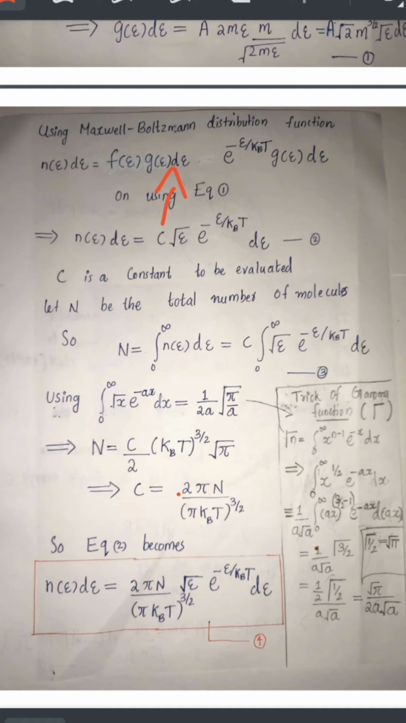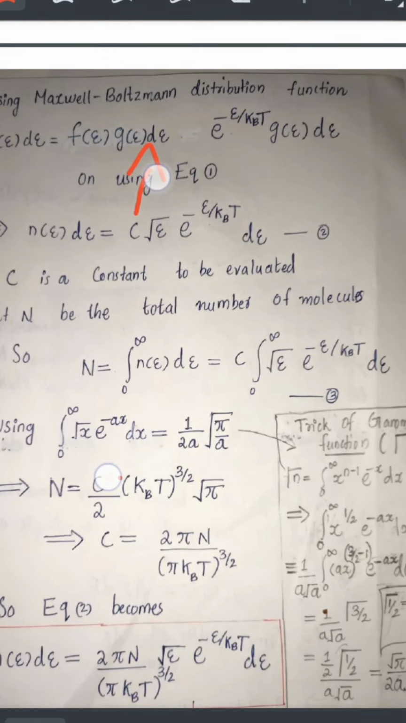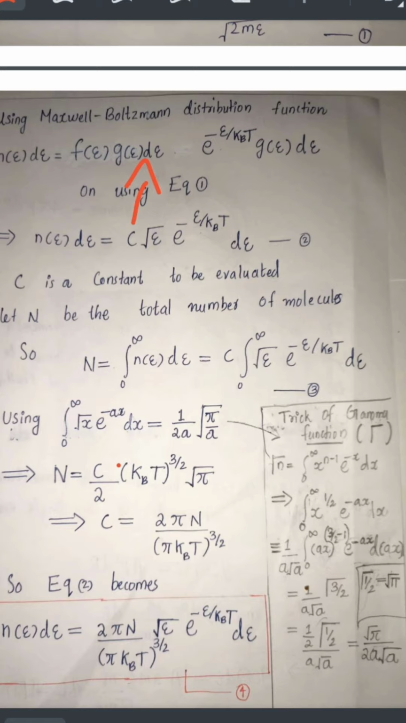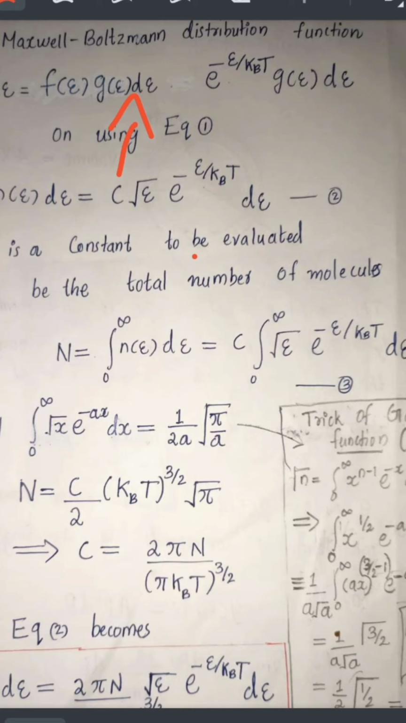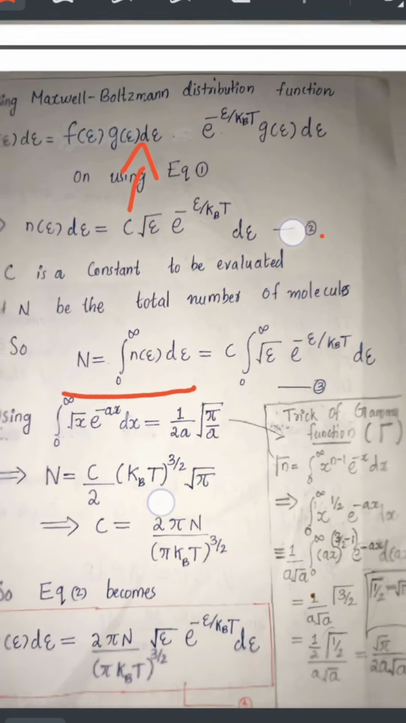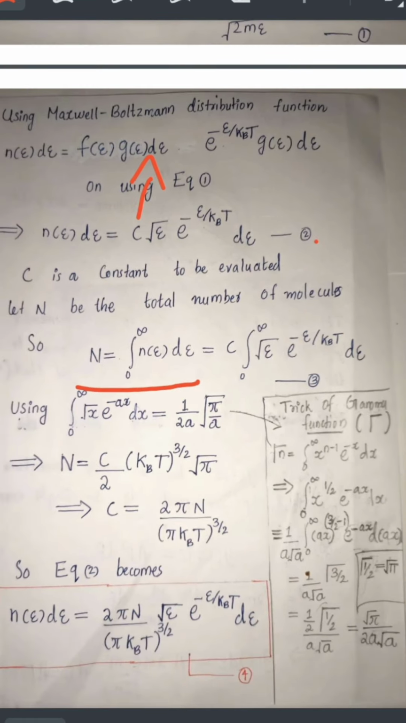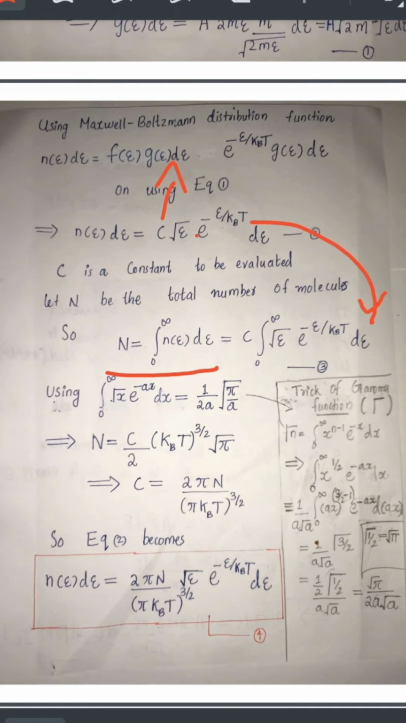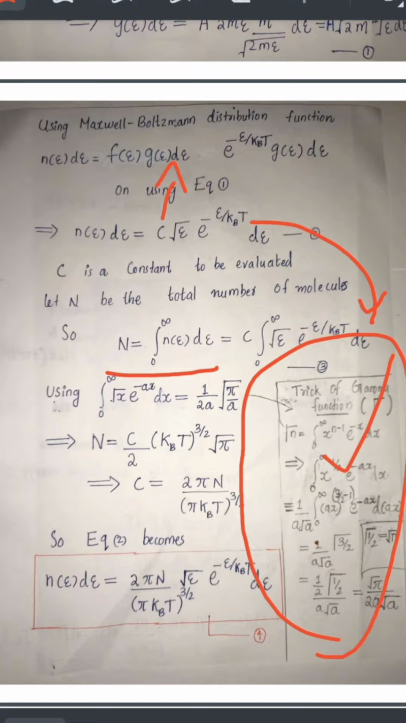We know that the total number of molecules is constant, and it can be found by integrating over all energy states. So the total number of molecules N is equal to the integral from 0 to infinity of n(ε) dε. That is actually C times the integral from 0 to infinity of root ε e to the power minus ε over kBT dε, from this equation. To integrate this, you need a trick of gamma functions. Let me explain this trick briefly for you.